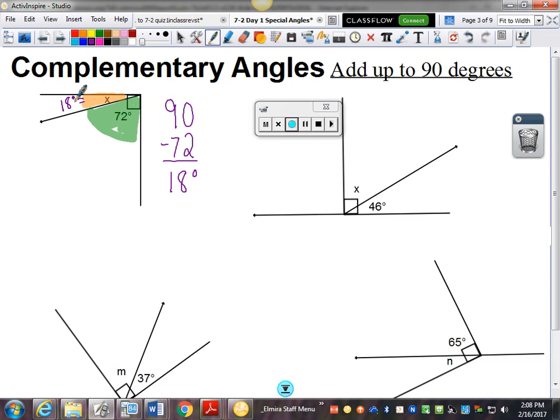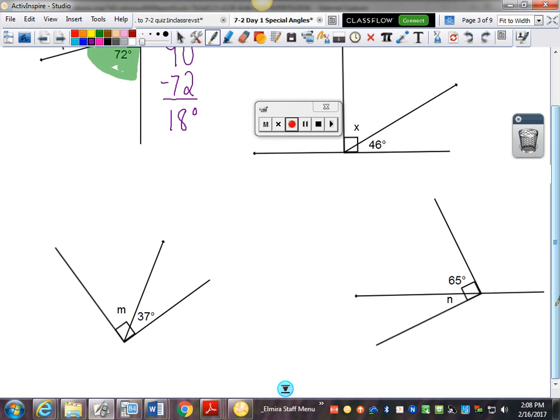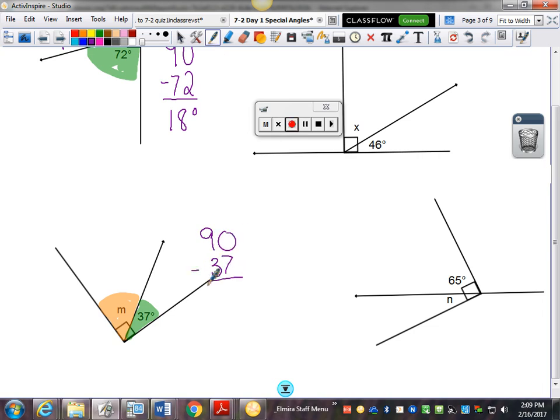Okay, in the next diagram we're going to go down here. This angle is labeled with an M, and this angle is labeled with 37. So M plus 37 would be 90. So working backwards, 90 minus 37 is 53. And again, go to the diagram and label it.